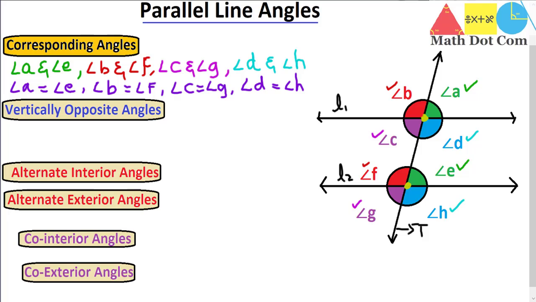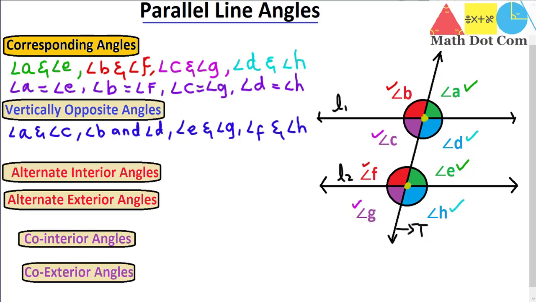So here, at the vertex in L1, the angles opposite to each other are angle A and angle C, and angle B and angle D are opposite to each other. So I can write here that angle A and angle C are vertically opposite angles, and angle B and angle D are vertically opposite angles. Then in line L2, angle E and angle G are vertically opposite angles, and angle F and angle H. So these are all vertically opposite angles. Now one property of the vertically opposite angles that is very important to write here is that they are equal. Angle A will be equal to angle C, angle B will be equal to angle D, angle E will be equal to angle G, angle F will be equal to angle H.